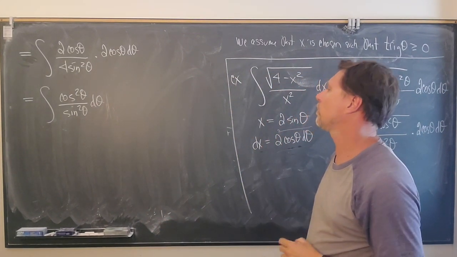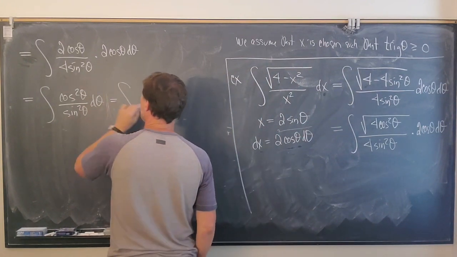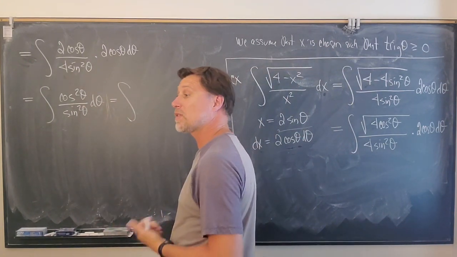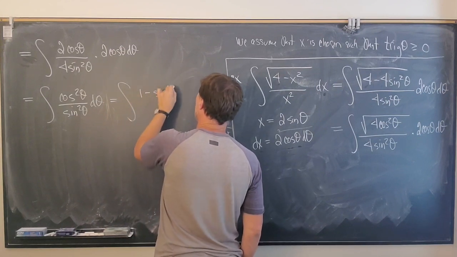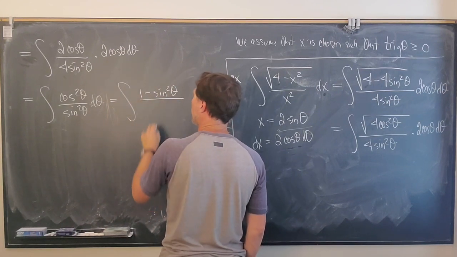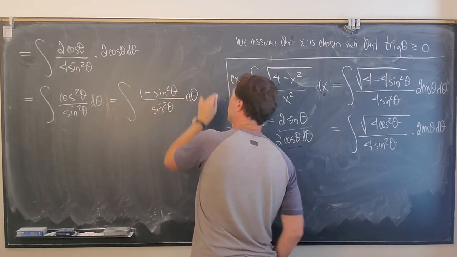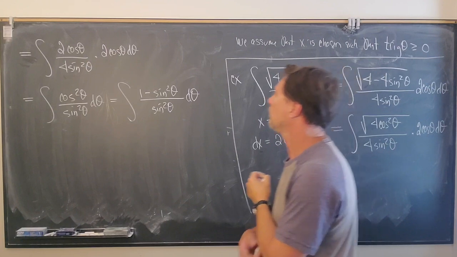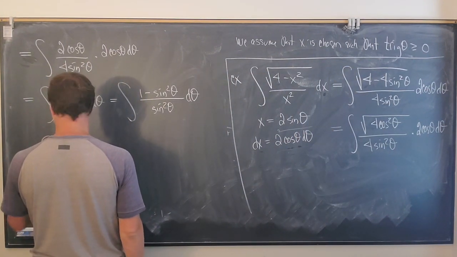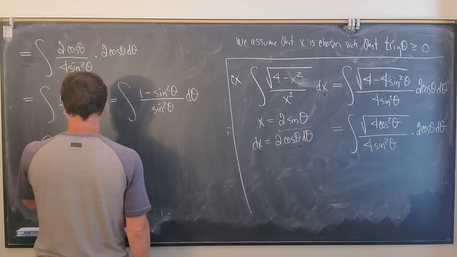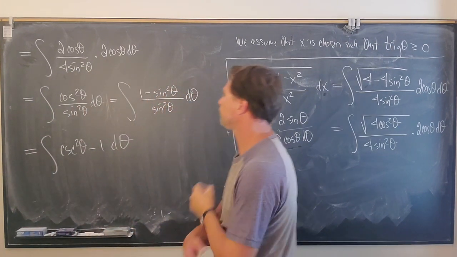There's a couple of different ways to go about this now. What I'm going to do is just use one of my trig identities. I know that cosine squared is the same as 1 minus sine squared theta. And then I have a sine squared theta here. And then if we keep going, this will give me the integral of cosecant squared theta minus 1 d theta.